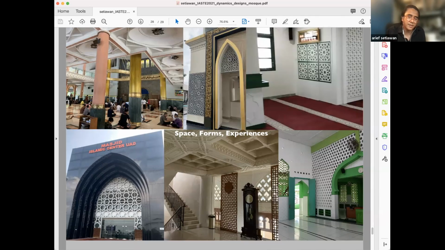So here we see the stylistic change from a traditional mosque to a contemporary mosque, which is simply a collage of all things, like a vernacular roof combined with this collage of all these images associated with Islam.